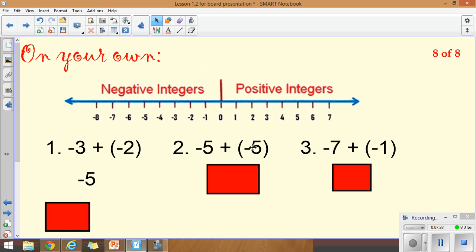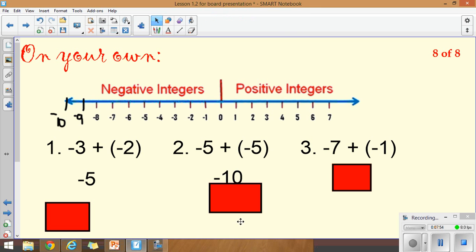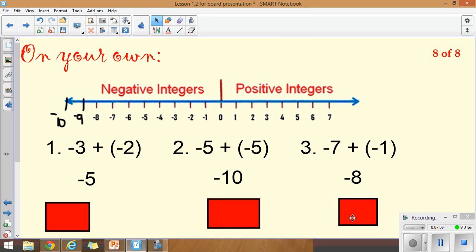For example 2, -5 plus -5, starting at 0, we go -5 units, plus 5 more would end us up at -10. So 5 negatives plus 1, 2, 3, 4, 5 more negatives gives us a final solution of -10. And finally, -7 plus -1, we go 7 units left, plus adding on 1 more negative gives us -8.